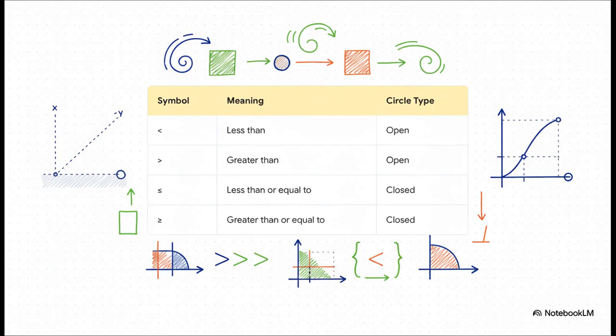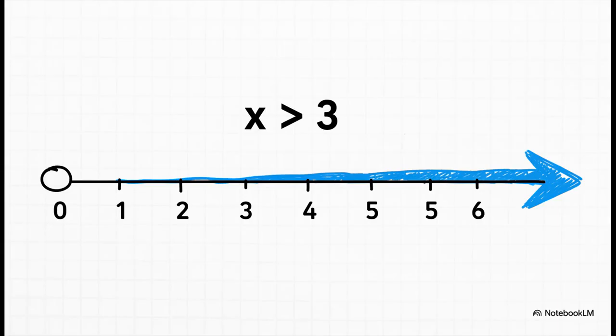This table here is basically our cheat sheet, and it all comes down to one little phrase, "or equal to." If you just see the symbols for less than or greater than, the boundary number itself isn't included, so we use an open circle. But the second you see that "or equal to" part, it means the boundary point is part of the solution, so we use a closed, filled-in circle. For a 2D graph, this just means a dashed line for an open boundary and a solid line for a closed one.